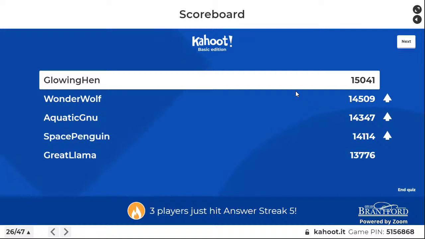Wow. So certainly we have a brand new leaderboard here. Glowing Hen still remains in the lead, but second, third, and fourth place has changed. It's followed by Wonder Wolf, Aquatic New, and then Space Penguin, not that far behind. And any change in score can certainly shake this all up. So well done and good luck to everyone. Let's continue on.